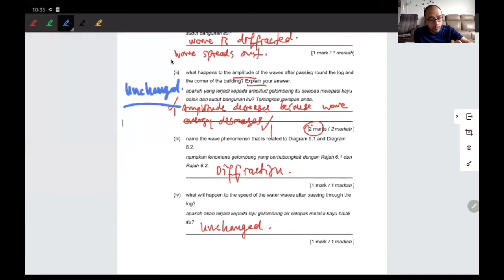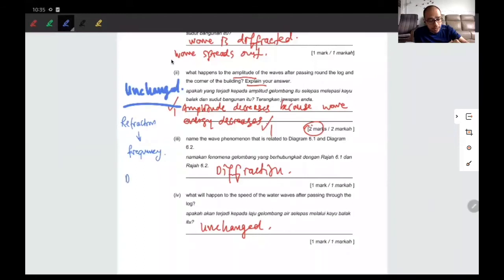Okay, for refraction, it is frequency. In refraction, the frequency remains unchanged. The f is the same.